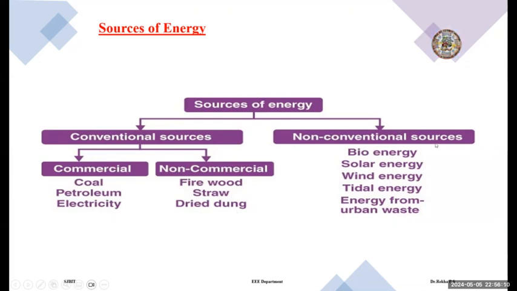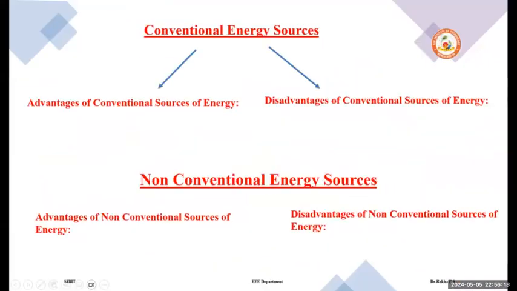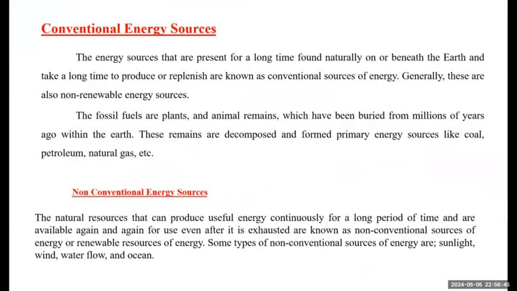Coming back to non-conventional sources, we have bioenergy, solar energy, wind energy, tidal energy, energy from urban waste, and so on. Coming to conventional energy sources, we will discuss what conventional energy sources are and what the advantages and disadvantages are. Similarly, we speak about non-conventional sources of energy. What is that? And then what are the advantages and disadvantages of non-conventional sources of energy? So let us start with the conventional sources.